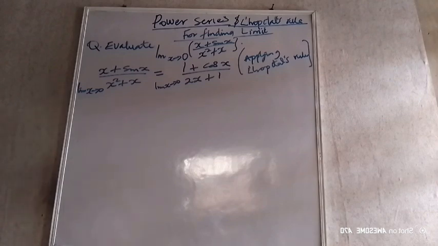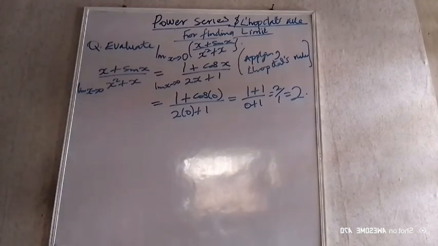Now let us insert the value 0 for x in the expression. So, on substituting 0 for x in the expression, we got 1 plus 1 over 0 plus 1, which is equal to 2 over 1. At the end of the day, our answer equals 2. So we have gotten the answer to this question.